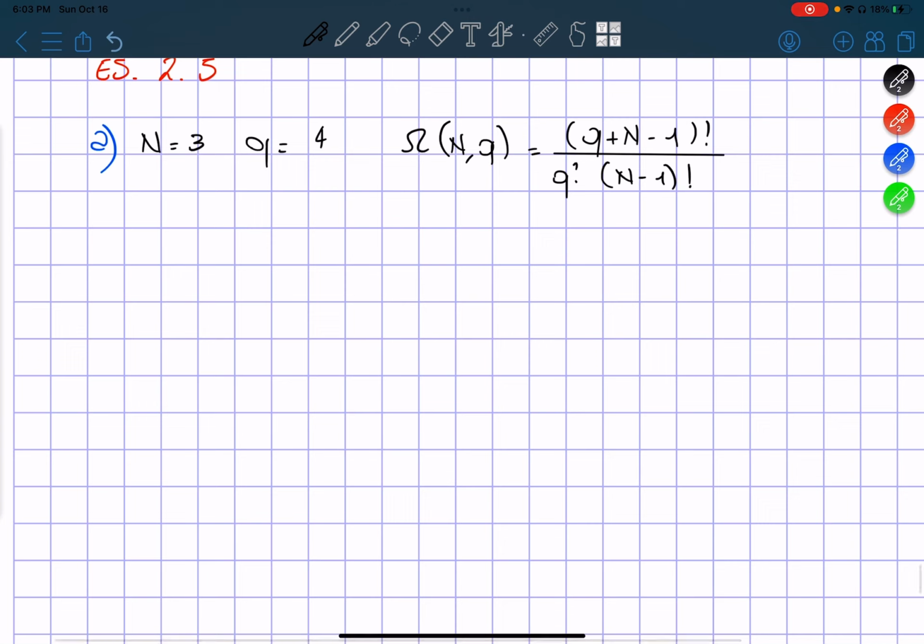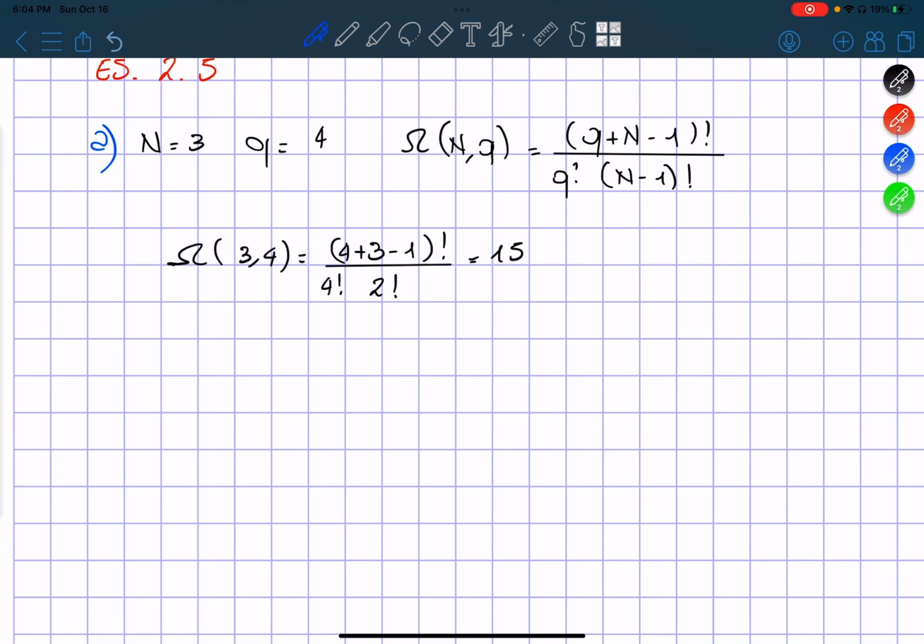Now we can substitute our values and we get that the number of microstates for 3 and 4 is equal to 4 plus 3 minus 1 factorial divided by 4 factorial times 3 minus 1, which is just 2 factorial. Plugging into my calculator, we get 6 factorial divided by 4 factorial times 2, 2 factorial is 2, and it is equal to 15.